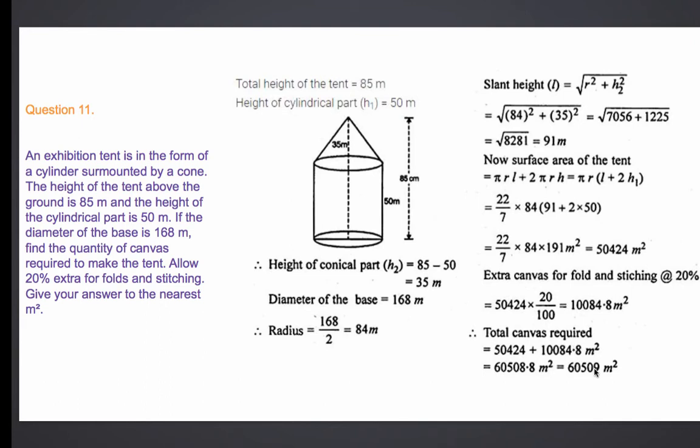The question is clearly saying we have to give the answer nearest to meter square. So what I get is, rounding it off, yes, it comes out because it's more than 5, so we'll increase the previous digit by 1. 60,509 meter square.